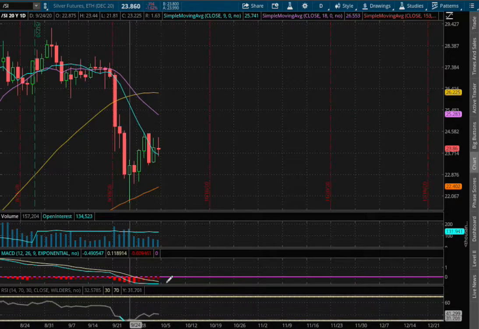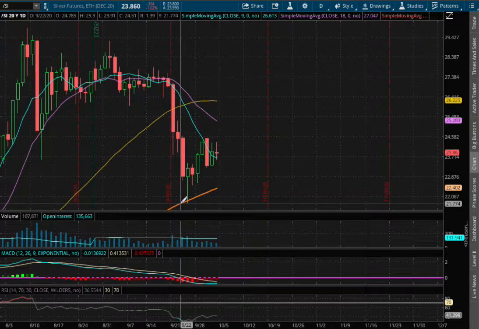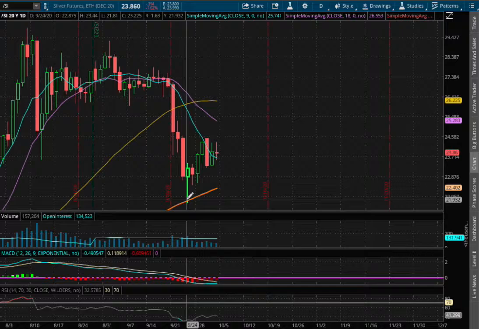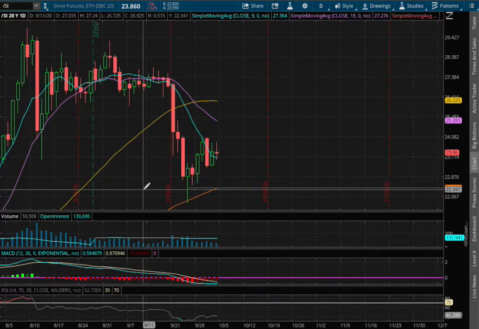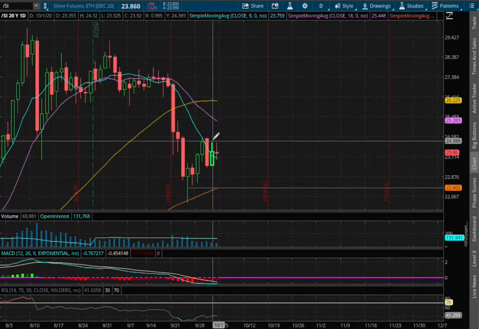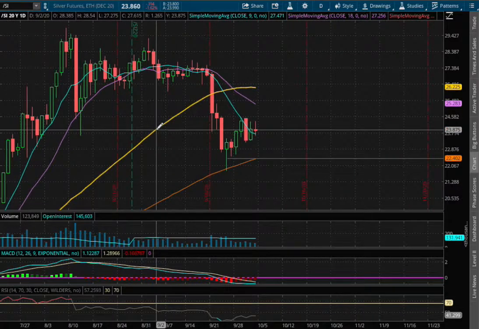For the daily chart, what we have here is we approach the negative MACD, and we're off of oversold conditions on the RSI. And for the support, we are still using the 100-day moving average as our support, as indicated back in September 24th, and that is around the price of $22.41.